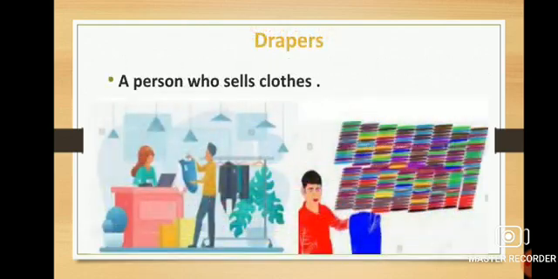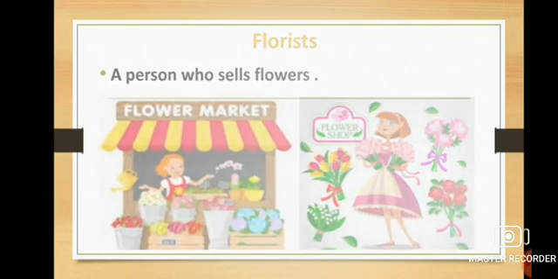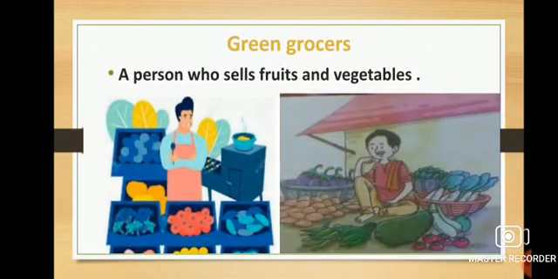Second one is drapers. A person who sells clothes is known as a draper. Third one is florist. A person who sells flowers is known as a florist. Next one is greengrocers. A person who sells fruits and vegetables is known as a greengrocer.